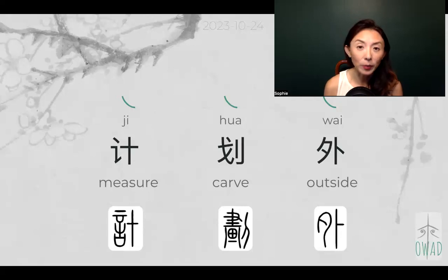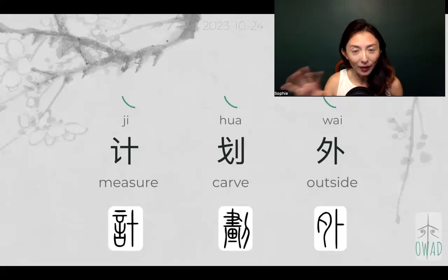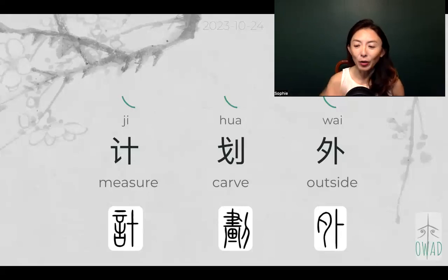It's corresponding to English unplanned. So unplanned is a negation of plan, right? But it's not negating the planning action itself. It's negating the content of your plan. It's what's in your plan. So this is outside the scope that you define as your planned, your envisioned future, right?